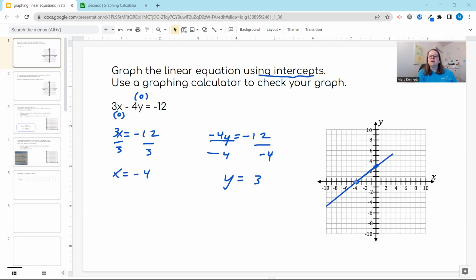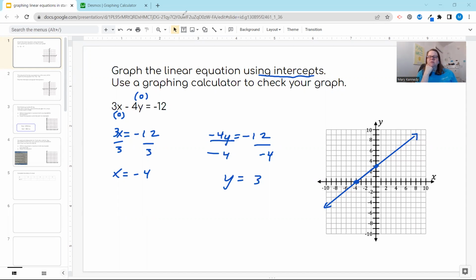Can extend that in both directions throughout the graph, the coordinate plane, and put arrows on both sides to show that it would extend in both directions forever, for infinity. So that's using the x and y intercepts to graph the equation.